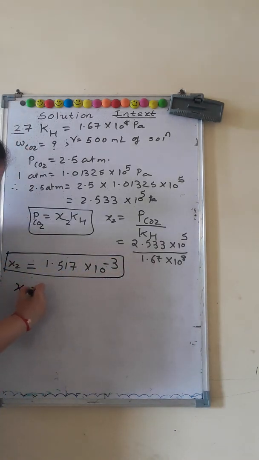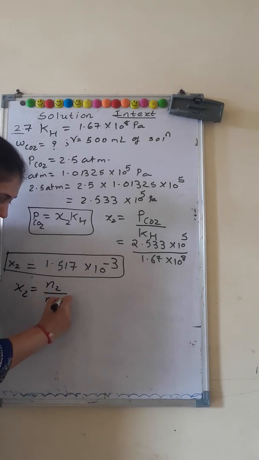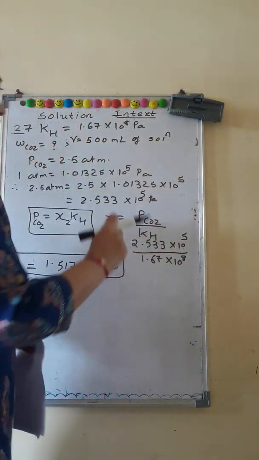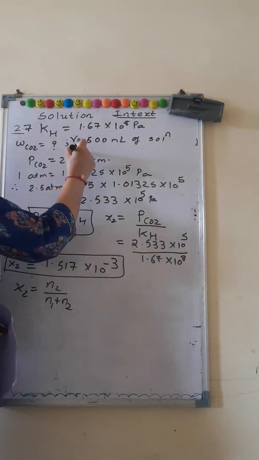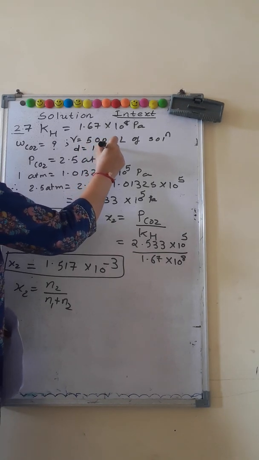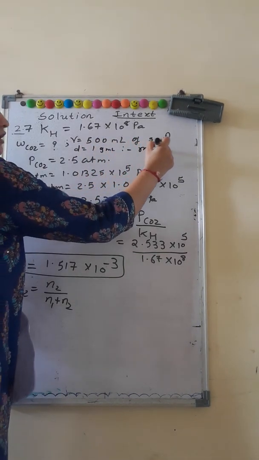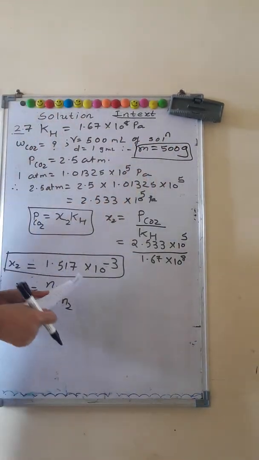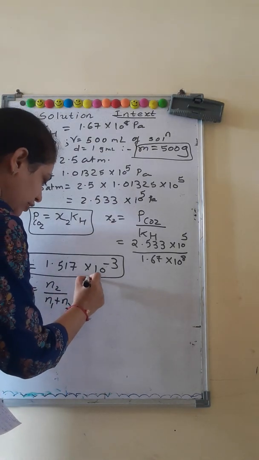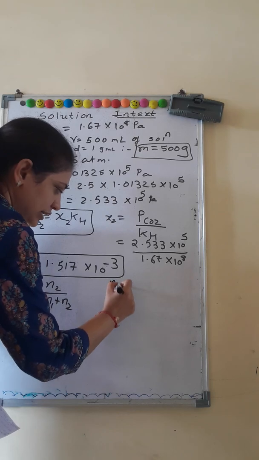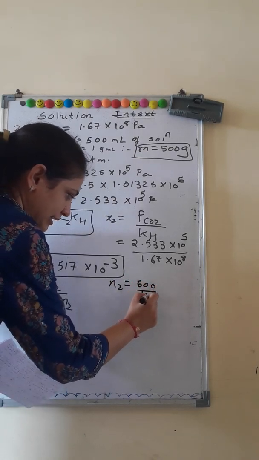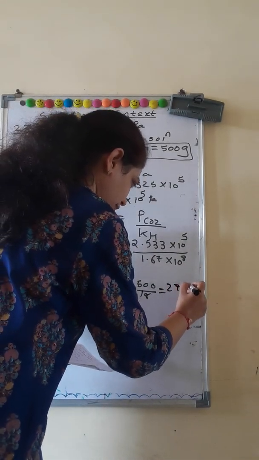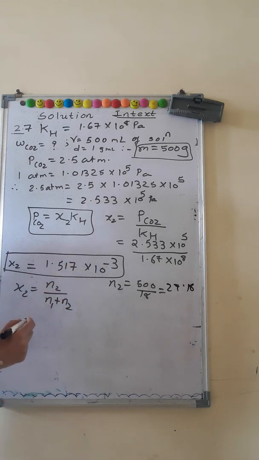Now chi2 by formula is equal to N2 divided by N1 plus N2. N2 is for CO2 and N1 is for water. Here water is taken 500 ml and density of water is 1 gram per ml. So mass of water taken is also 500 gram. So number of mole of water, that is N1, is equal to 500 upon 18, which is half of 55.55, that is 27.18.